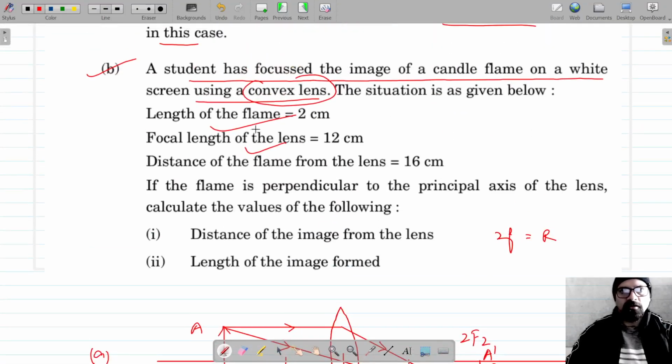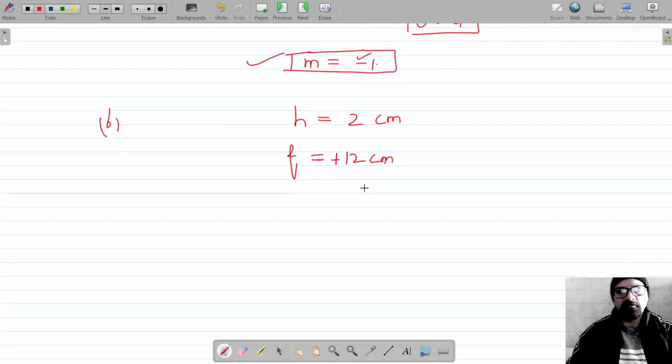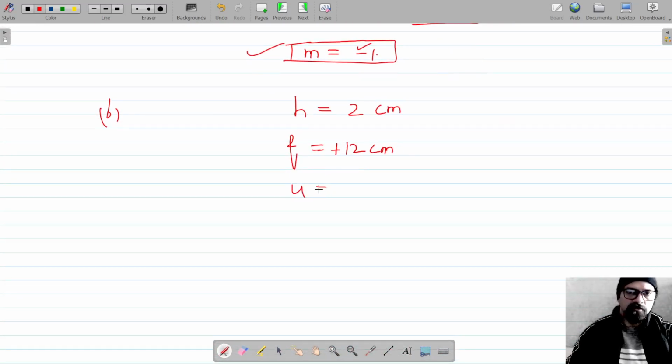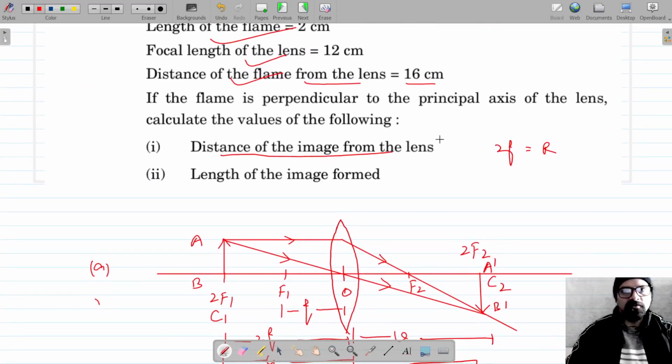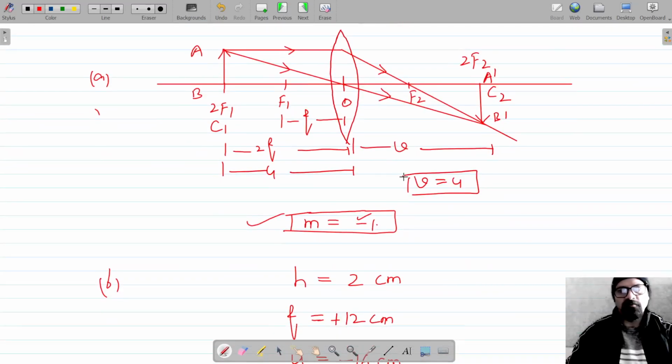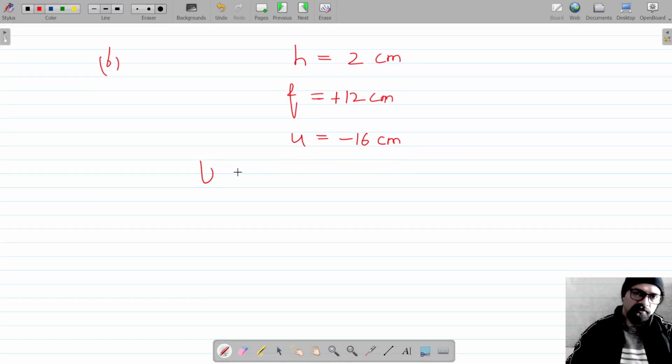And the distance of the flame from the lens is 16 centimeters. So this is U, and U is in front of the lens, so this is negative. Now, what do we have to find out? We have to find the distance of the image, which is V, and the length of the image, which is h dash, the size of the image. Since this is a lens, we are going to use the lens formula.